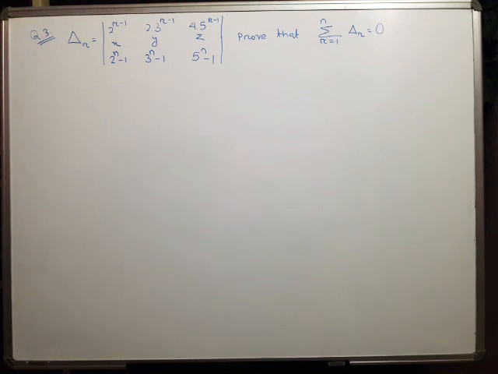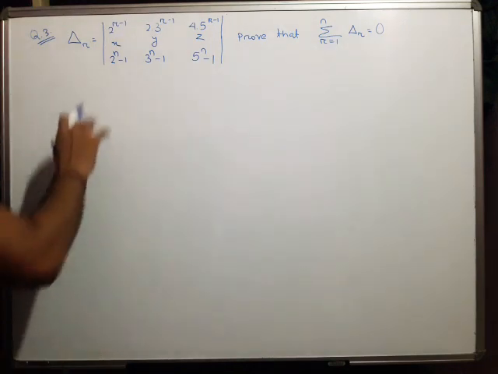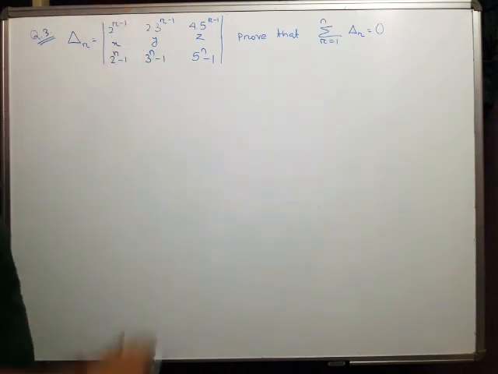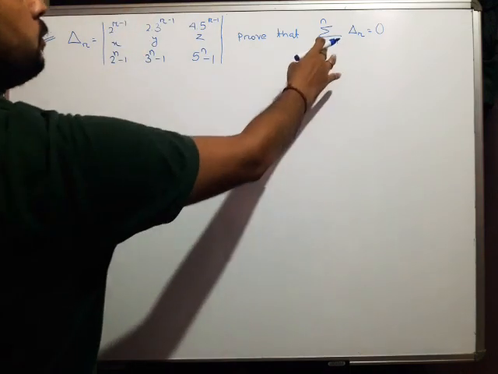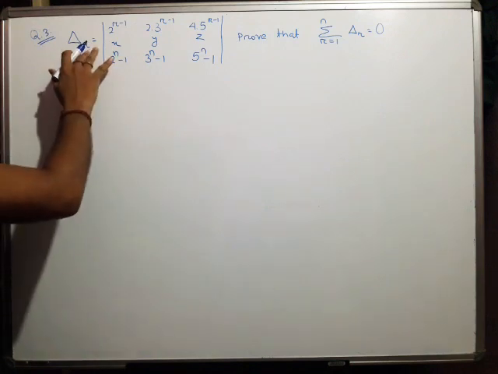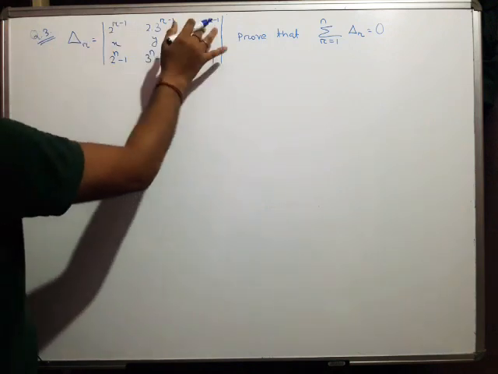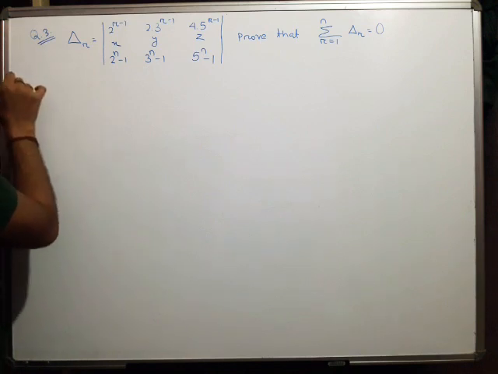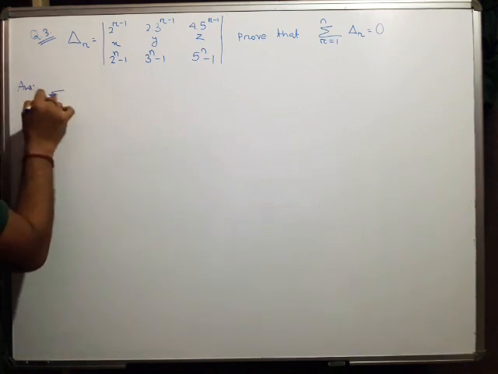Now the next question, question number 3. Del r is given as this determinant, and we have to show that again summation from r equals 1 to n of del r is equal to 0. Here the variable is r and functions of r are in row 1. Okay, so let us apply summation on both sides.